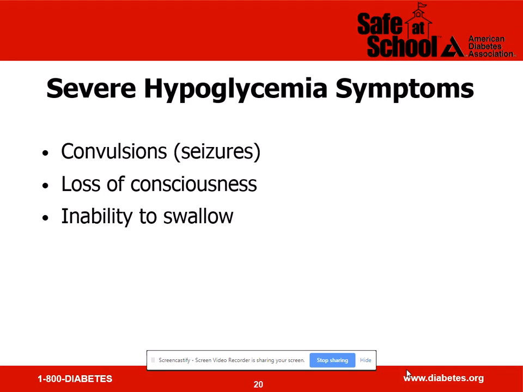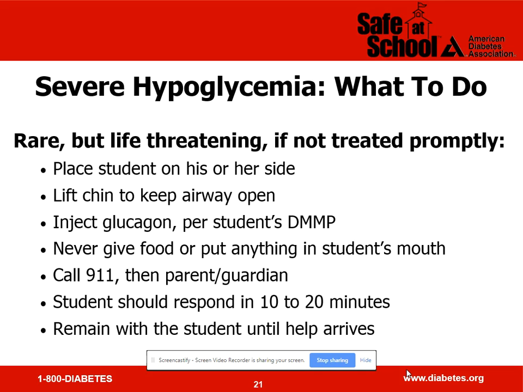Severe hypoglycemia symptoms may include convulsions or seizures, loss of consciousness, and inability to swallow. Severe hypoglycemia, although it is rare, is life-threatening if not treated promptly.